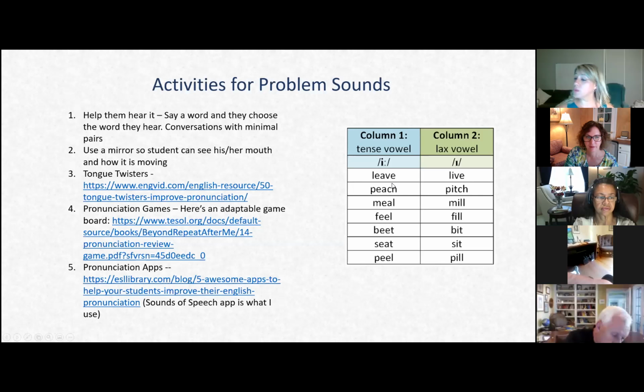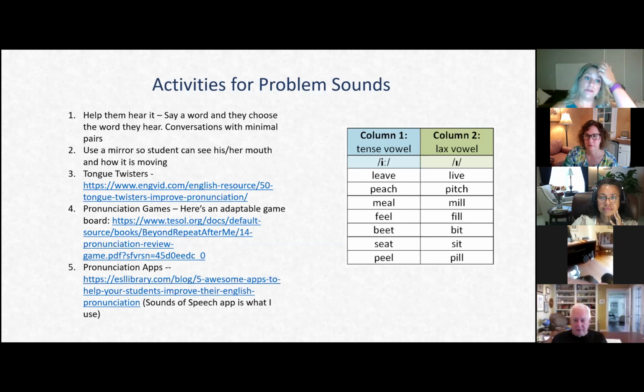So I will do something like this kind of chart here where I say a word and they have to tell me which word I'm saying. So do I say leave or live? What do you hear? And then after we work on those, I'll put these words into some sentences or some conversation. So, do you want to leave or do you want to live? And they have to determine which one I'm saying. And then they have to say the sentence. So that will help them to not only hear it, but then also produce the sound. Okay, so that's really important.